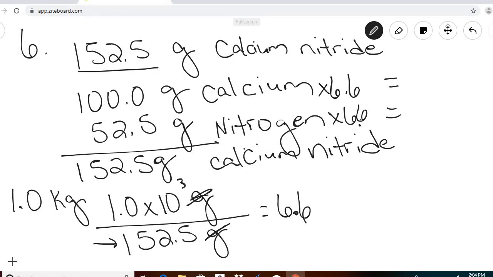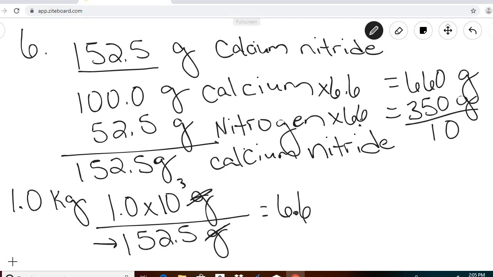So this would be 660 grams of calcium, and 52.5 times 6.6 would be 350 grams with just two significant figures, 350 grams.